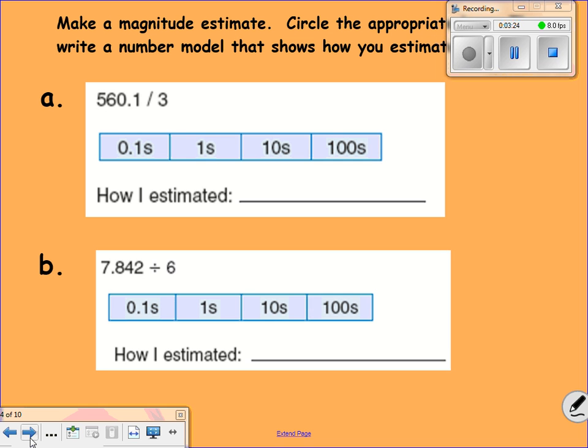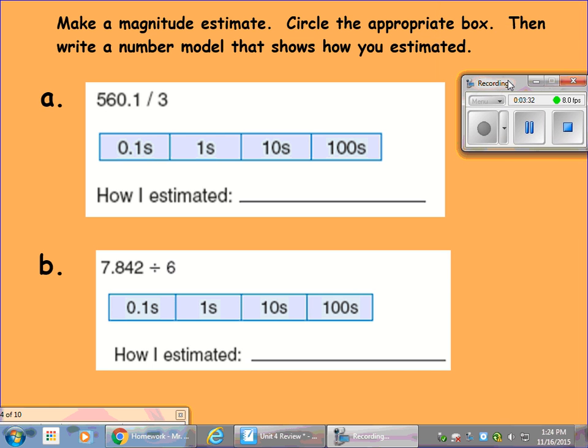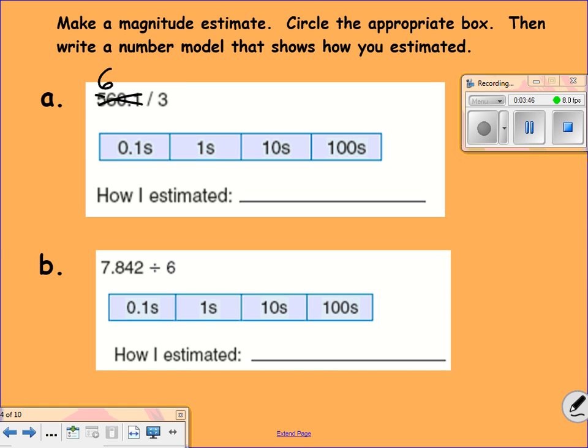Make a magnitude estimate. Circle the appropriate answer. Write a number model that shows how you estimated. Okay, let's take a look at this. 560 divided by 3. Now, I have to do this so I can do it mentally. So what am I going to change 560 to so I can divide it mentally by 3? I'm going to change this number to 600. So how I estimated: 600 divided by 3 equals 200. This is in the hundreds place.